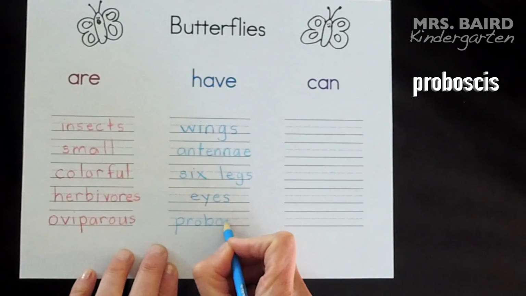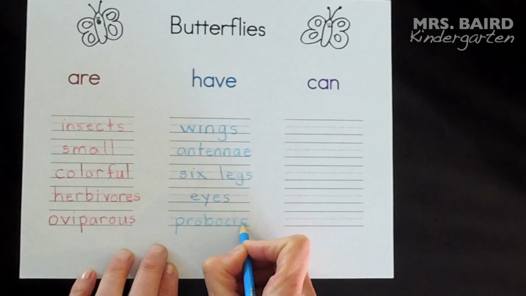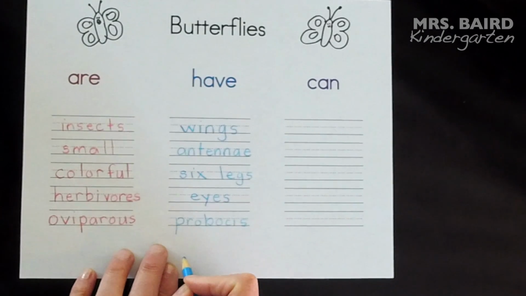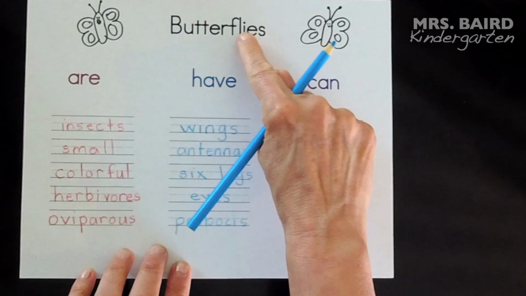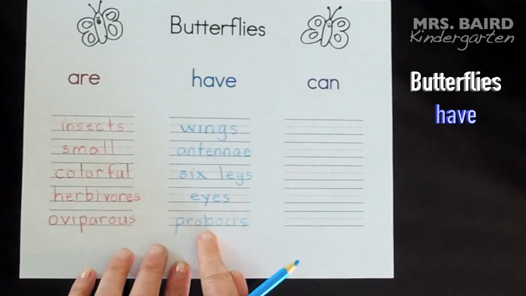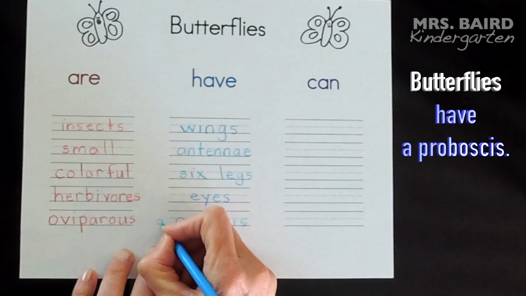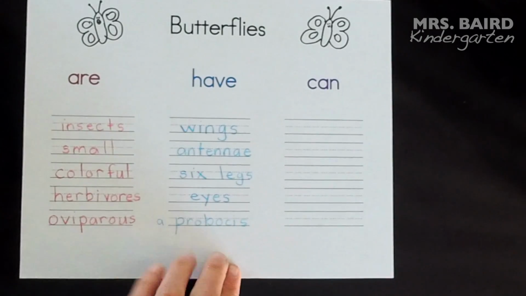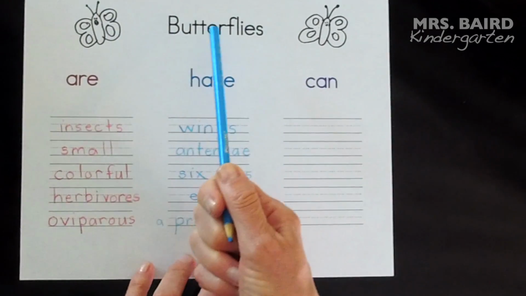So this is almost like, looks like a straw. And when they go to drink the nectar from the flowers, they use their proboscis like a straw to drink it up. So it's butterflies have, if we pick this one in your writing, a proboscis you would have to add, right? Now let's move to the last category on our informational writing.